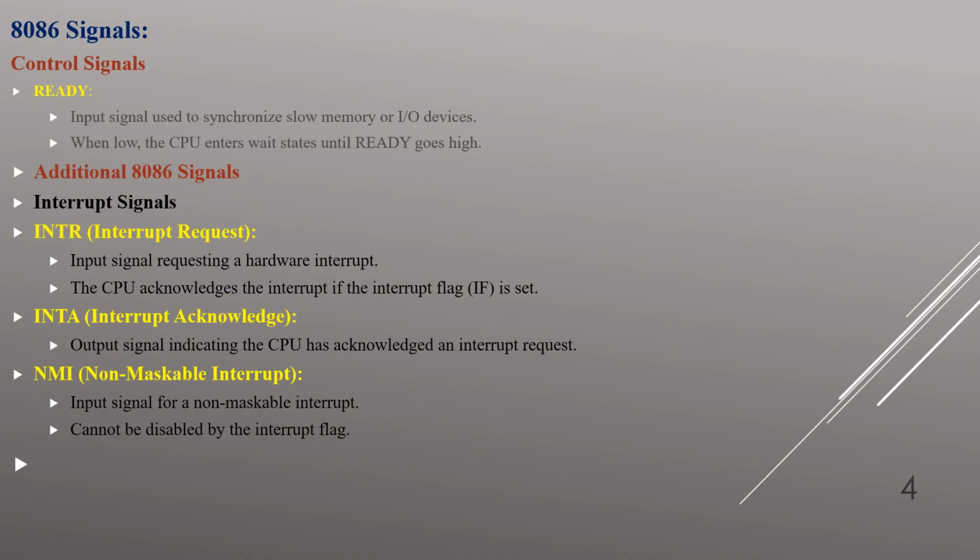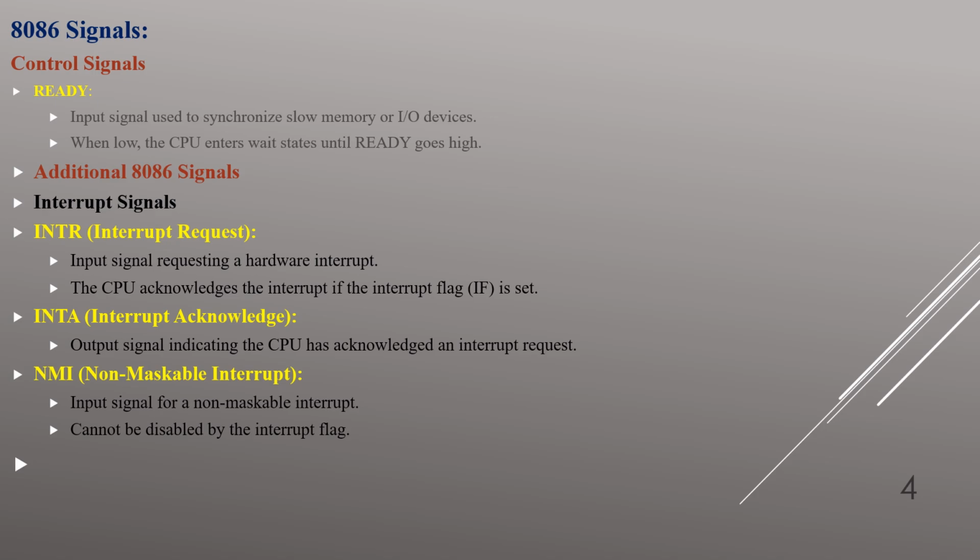To the additional 8086 signals. One more pin remaining is the ready pin. The ready signal is an input signal used to synchronize the CPU with slower memory or input output devices. When ready is low, the CPU enters wait states, pausing its operation until ready goes high. This ensures that the CPU does not attempt to read or write data before the slower device is ready to respond. Now moving to the additional 8086 signals, which include interrupt request.